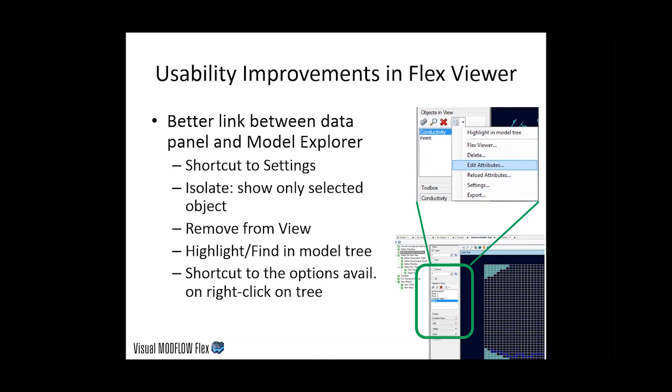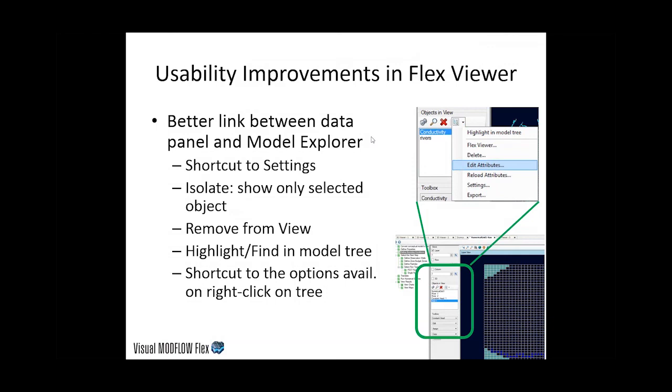The isolate option will show you only that selected data object. Again, it's useful if you have maybe tens or quite a lot of objects shown on the screen and you want to see just that particular object. The red X option allows you to remove that object from the view. There's a highlight in the model tree option, which again allows you to link what's shown in the screen to the Model Explorer. And then the last option, which is here, this drop-down menu, will provide you a shortcut to any of the options that are available if you were to right-click on that object on the tree.